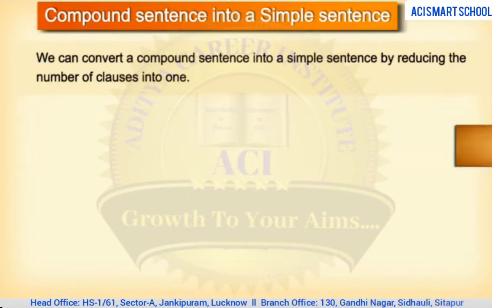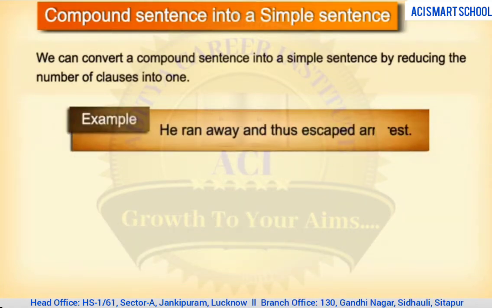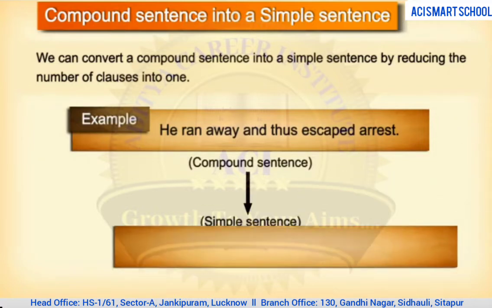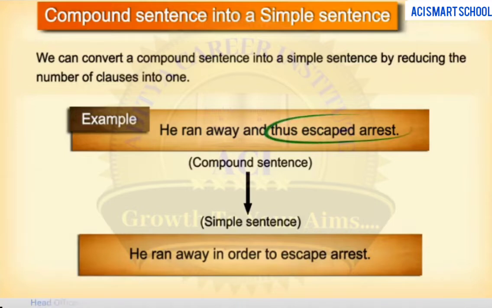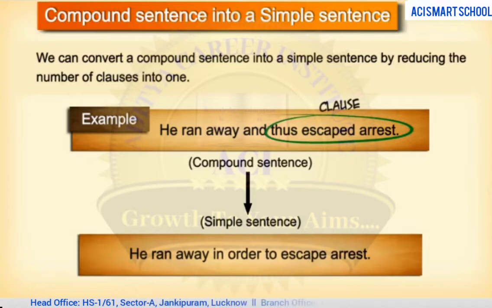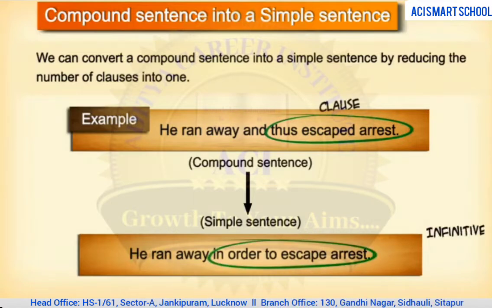Let us take another example. He ran away and thus escaped arrest. This is a compound sentence. Now, its corresponding simple sentence will become, he ran away in order to escape arrest. Here the clause, thus escaped arrest, is replaced by the infinitive phrase, in order to escape arrest, thereby leaving only one clause in the sentence, he ran away.